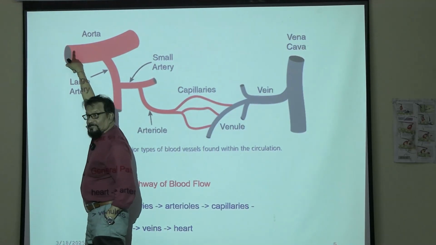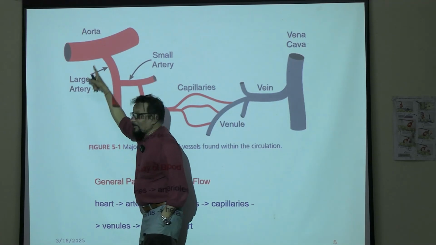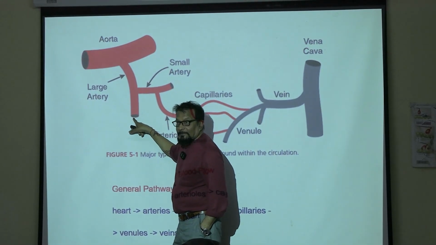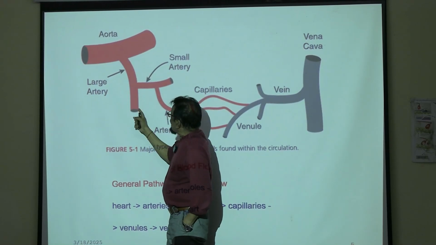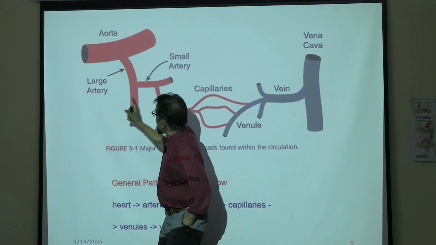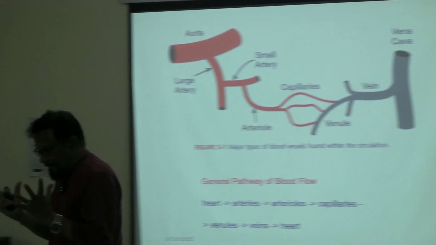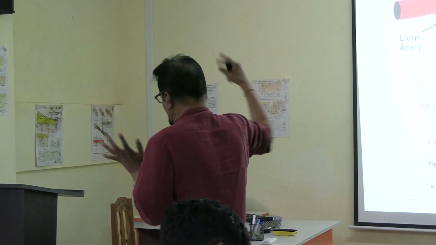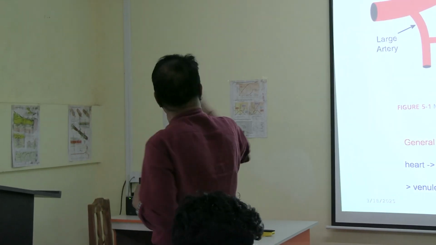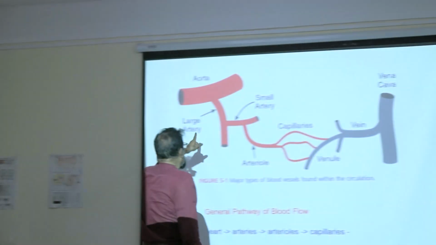So you can see from the aorta, a number of large arteries will be coming out. Each has a cross-sectional area. Now see, the total cross-sectional area will be increasing because this is not the only large artery, there will be others. So if you sum all these cross-sectional areas of all the large arteries, you will find it is more than the aorta. It has increased.